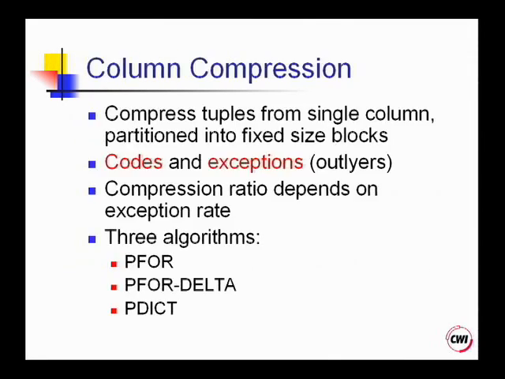Let's start with the first. So we have a column of values of a certain type. And these are split into fixed sized blocks. And we are going to classify all the values into codes or exceptions. Codes get compressed, exceptions are stored in uncompressed form, and so they occupy their original size. And clearly, the compression ratio of this scheme depends on the percentage of exceptions present.